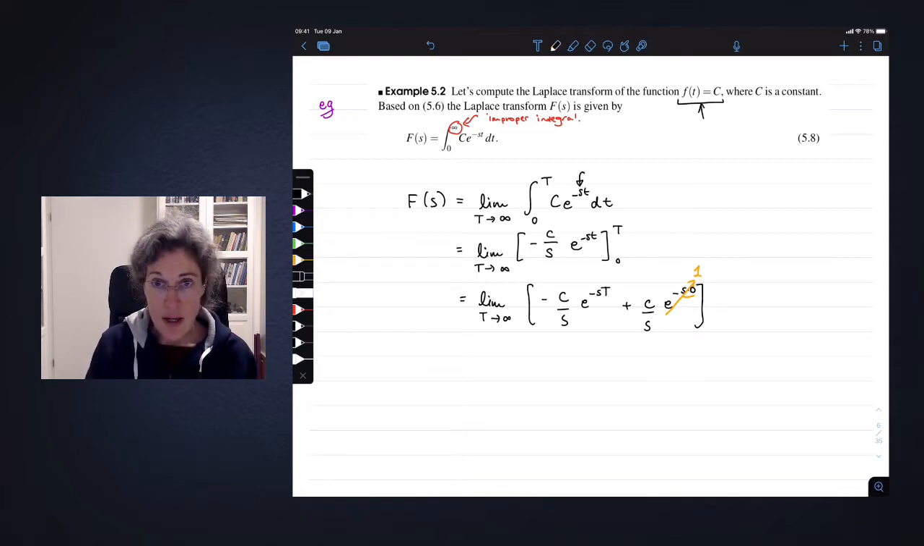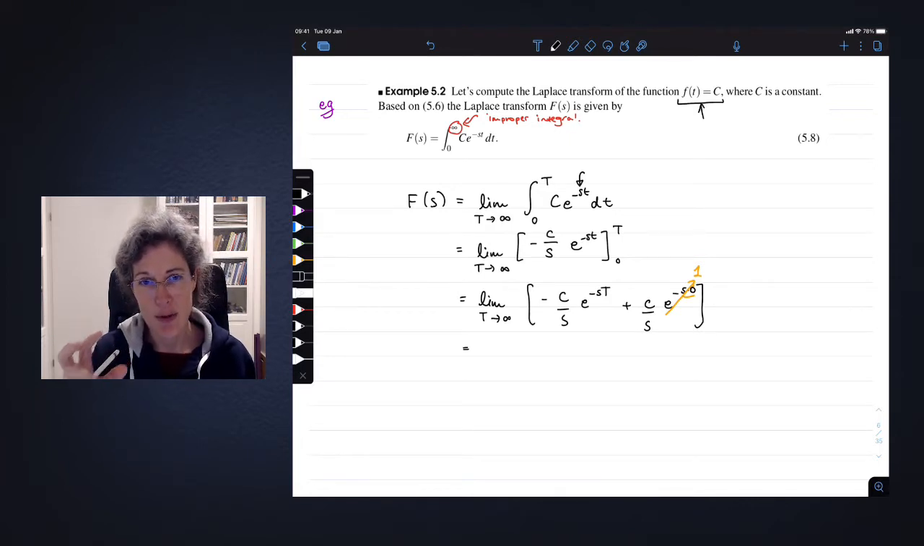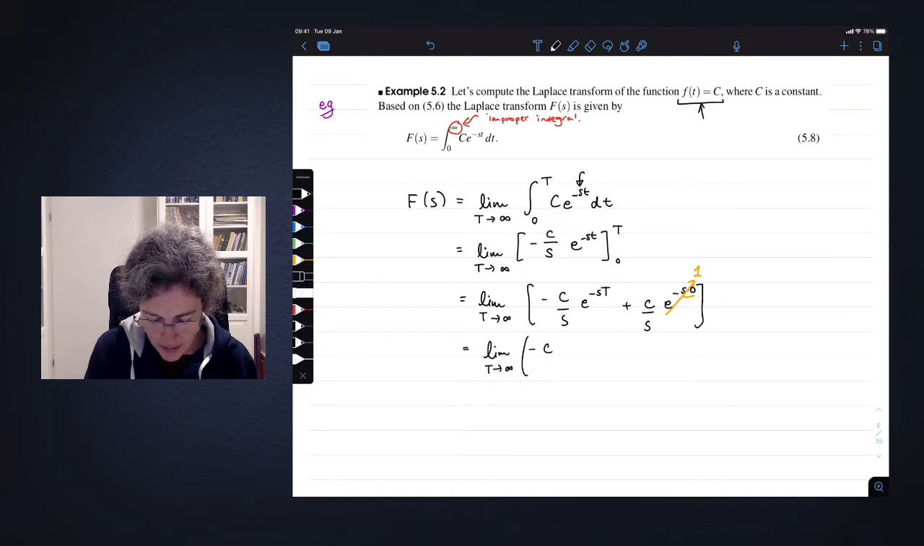Now we've actually got to the point where we can deal with our limit. I'm going to do this in excruciating detail this time round, and then we'll go a little bit quicker the next time round. So I'm going to have the limit as T goes to infinity of minus c over s e to the minus s big T, plus the limit as T goes to infinity of c over s.